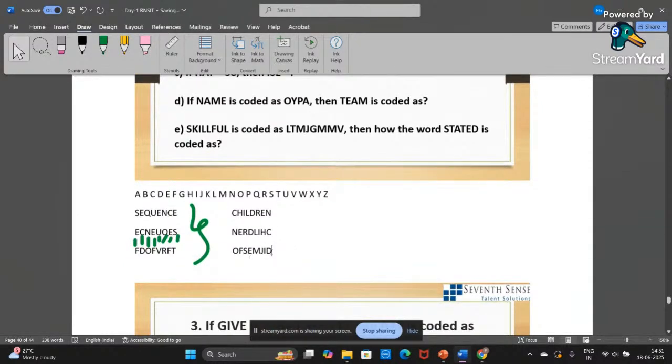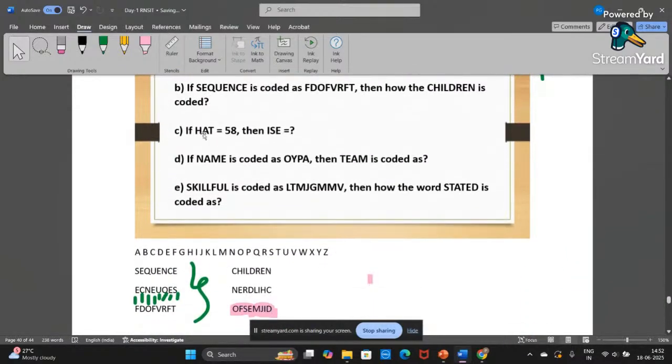So this is the answer for the second one. Word children. Now the next one is HAT is equal to 58. So what is the value of ISE?